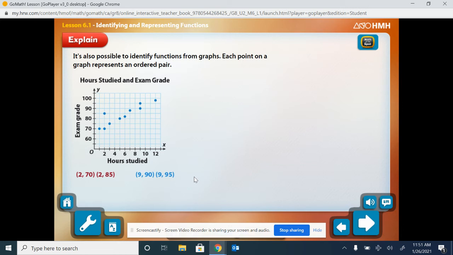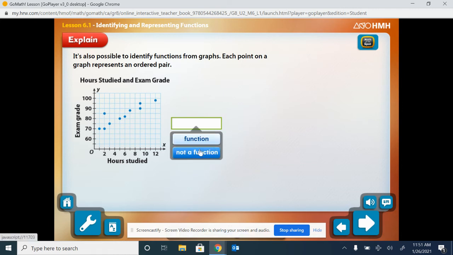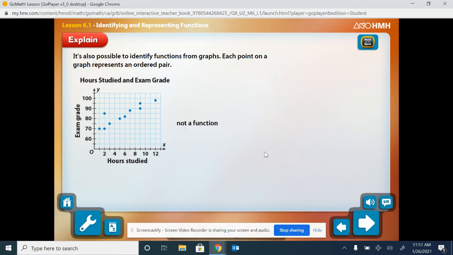9 is paired with both 90 and 95. Is the relationship represented by this graph a function? So it is not a function because the vertical line test hits 2 points, okay? If you do the vertical line. That's right. This graph is not a function.